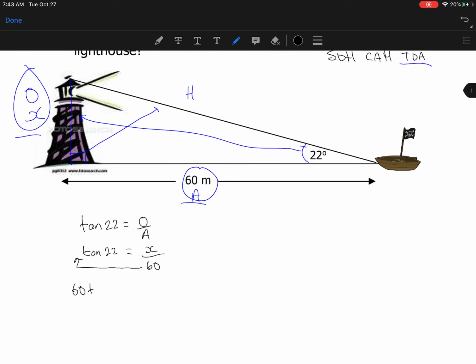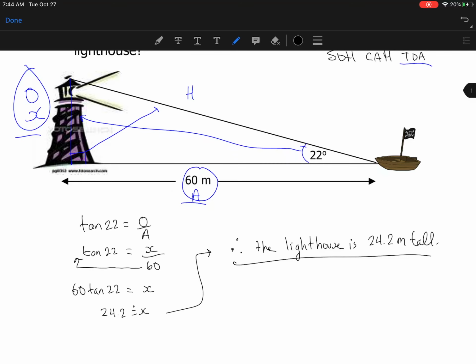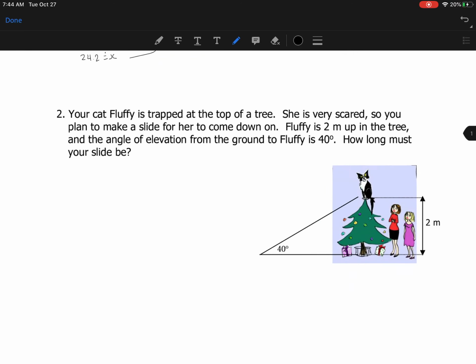The opposite of dividing by 60 is multiplying by 60, so that will come to the other side, and we'll get 60 tan of 22 is equal to x. And then when we actually plug that into our calculator, we'll get that height is at roughly 24.2 equals x. So therefore, the lighthouse is 24.2 meters tall. All right, perfect.